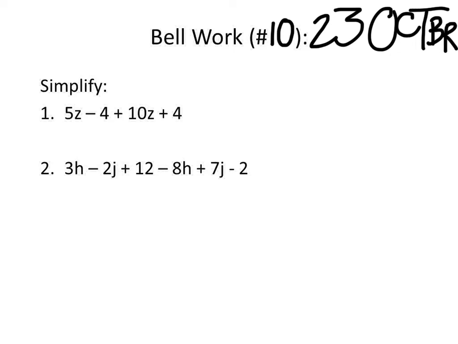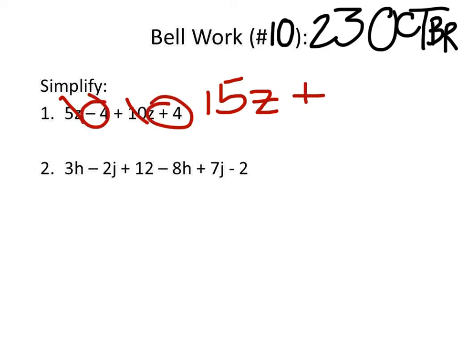Simplify number 1. So how many z's do we have? No, don't say 2. 15, very good. 15 z's. So we did these. We got negative 4 plus 4, which is 0, or we can just leave it alone. It's 15z either way. Good.